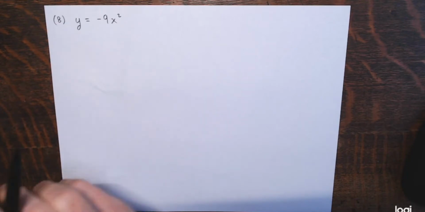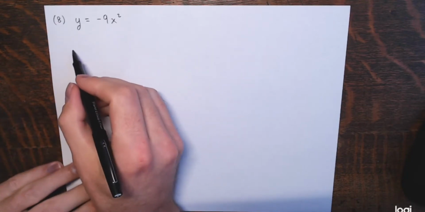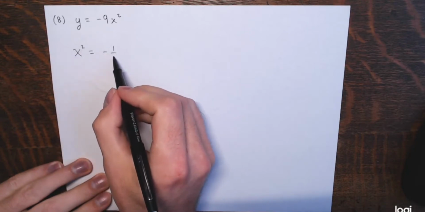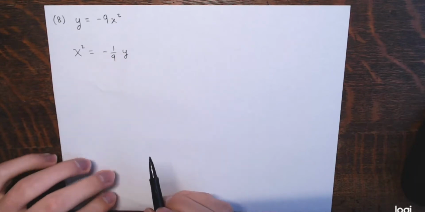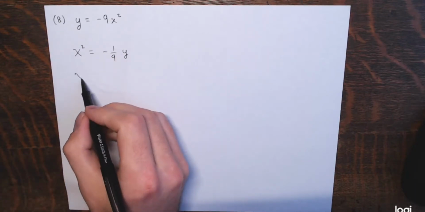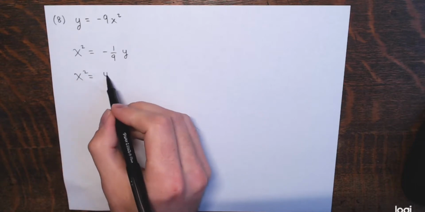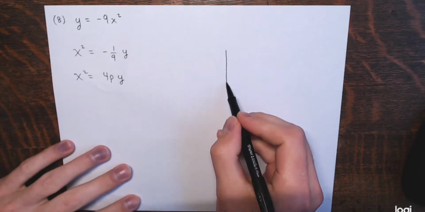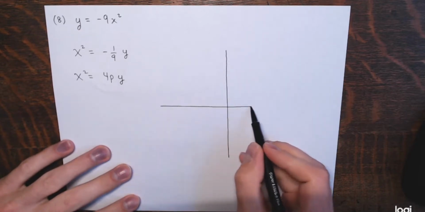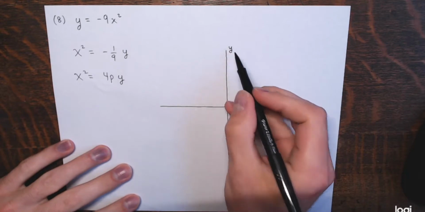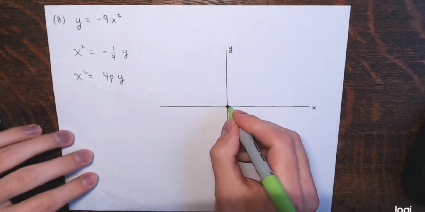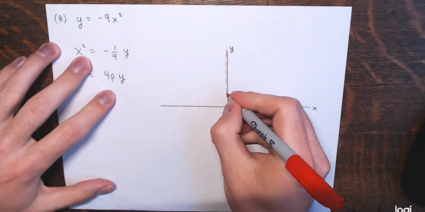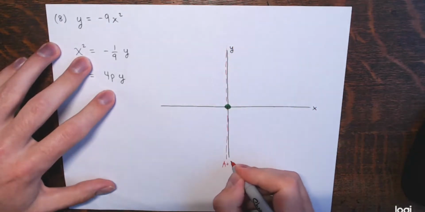So I get the square alone by dividing both sides by -9. So we have x squared equals -1/9 times y. Right? There's the standard form, x squared equals some number for 4p times y. So I recognize that form. I know this is going to be a parabola with a vertex at the origin and a vertical axis of symmetry. So once again, the axis of symmetry is the y-axis, x equals 0.